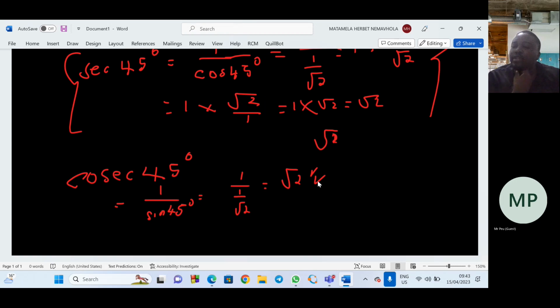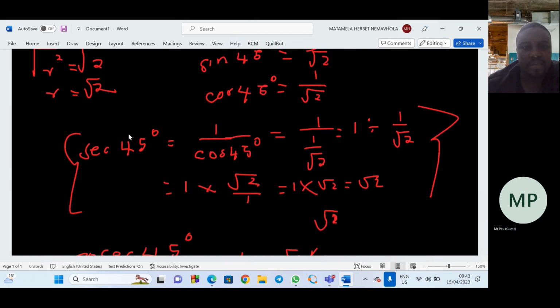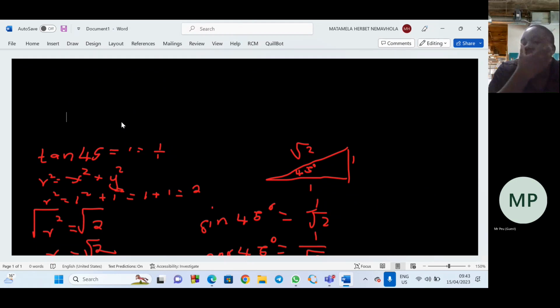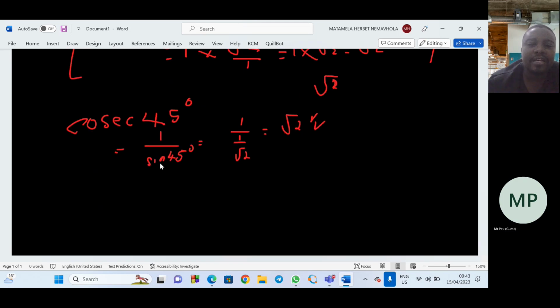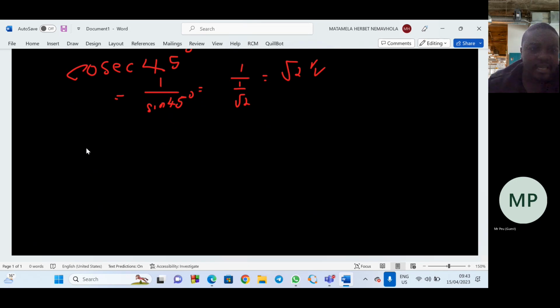I'm going to give you some exercises based on what we are doing now. Remember, you can be asked to prove. We are still going to do the proofs, but for now I'll just give you a simple exercise. You can be asked a question, for example, they can say simplify.